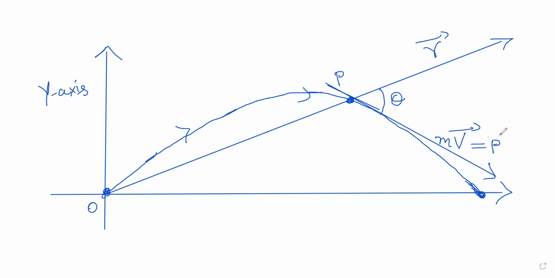This is my momentum vector. And now I had to find the angular momentum. Angular momentum is r bar cross p bar. This is my angular momentum. So to do the r cross p, I had to align the vector r bar with the p bar.